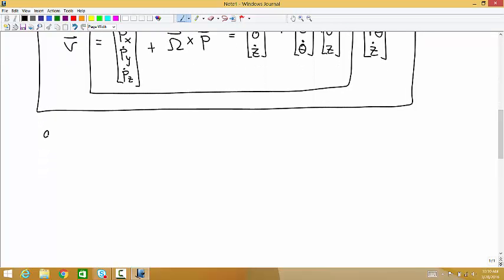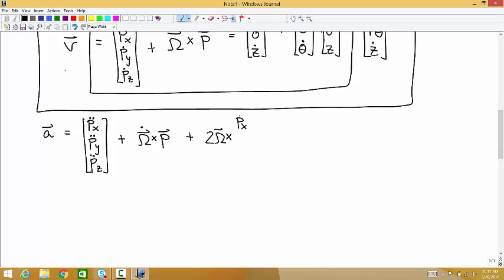And now the acceleration is equal to the components of the position double dot, plus the angular velocity of the coordinate system dot crossed with the position vector, plus 2 times the angular velocity of the coordinate system crossed with the observed velocity vector, that's the dotted components of the position vector, plus omega cross quantity omega cross p.